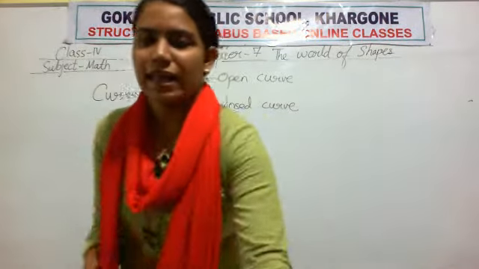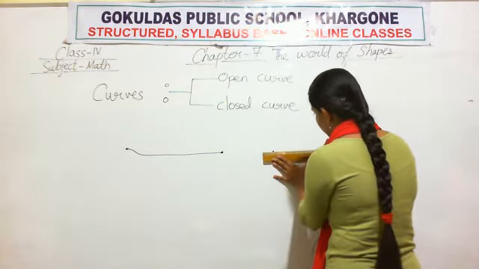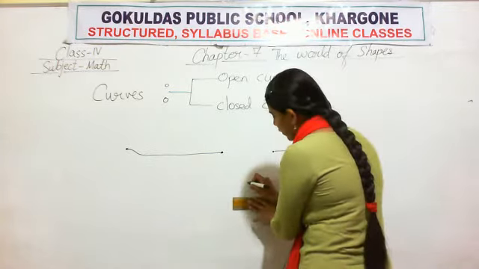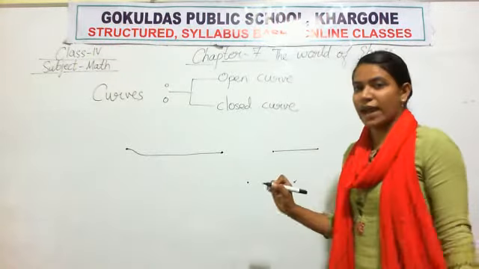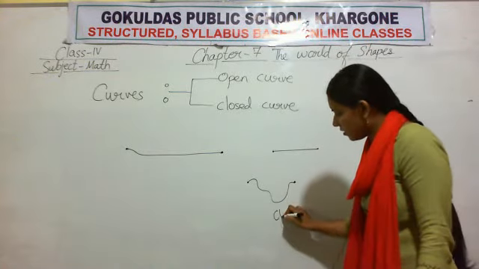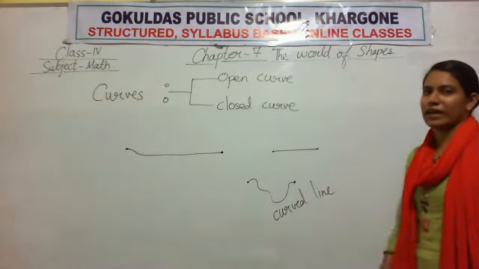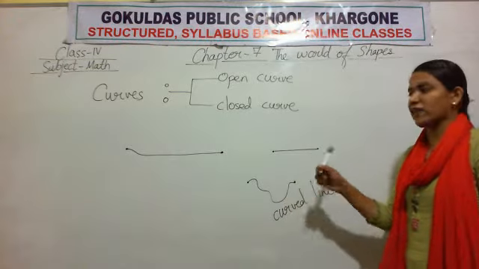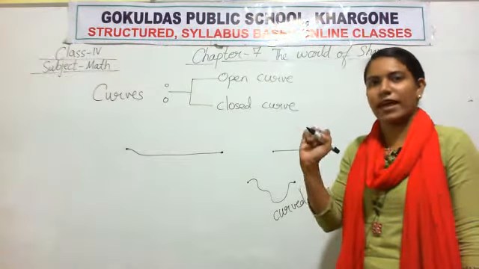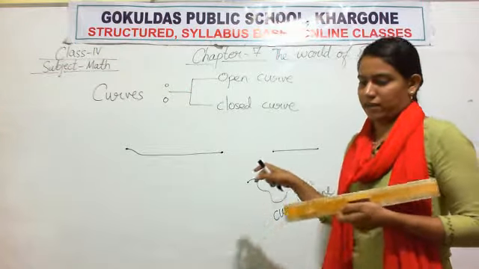When we join 2 points with the help of a ruler, we get a straight line. But when we join 2 points by free hand or running hand, it is called a curved line, or simply we call it a curve. A curved line or curve means a small bend in your line. When you draw by free hand, it is a curve. When you draw using a ruler, it is a straight line.